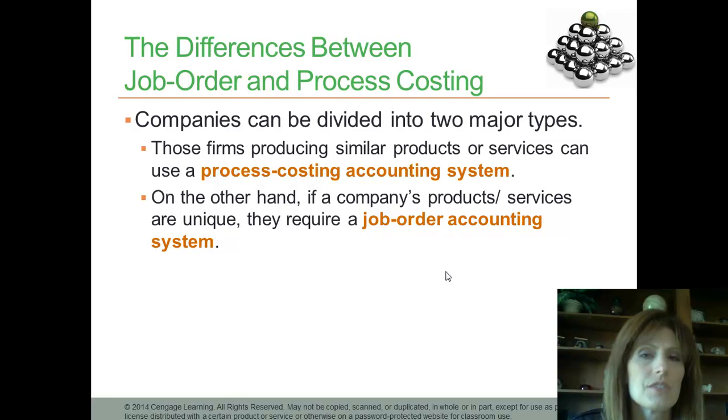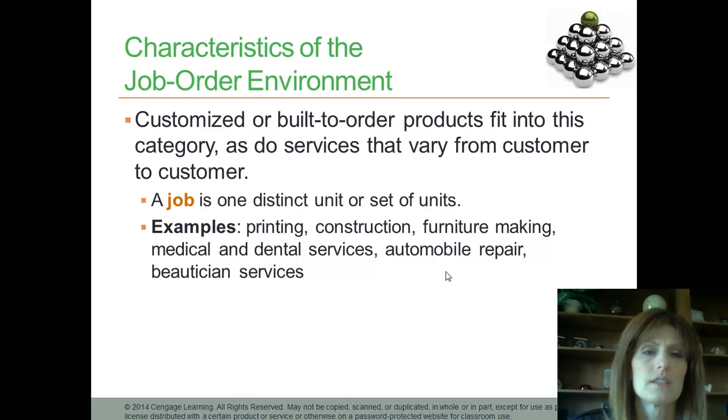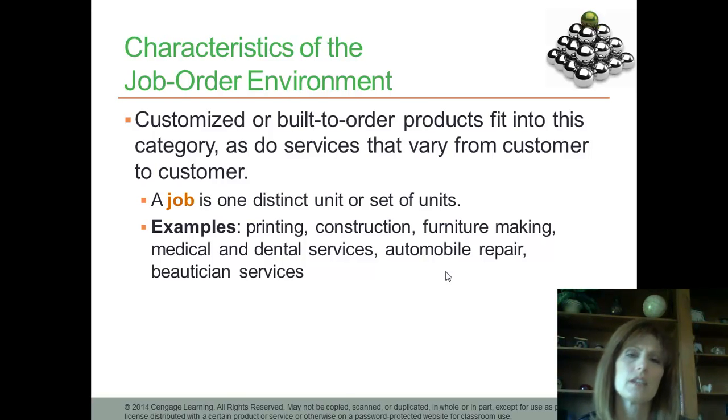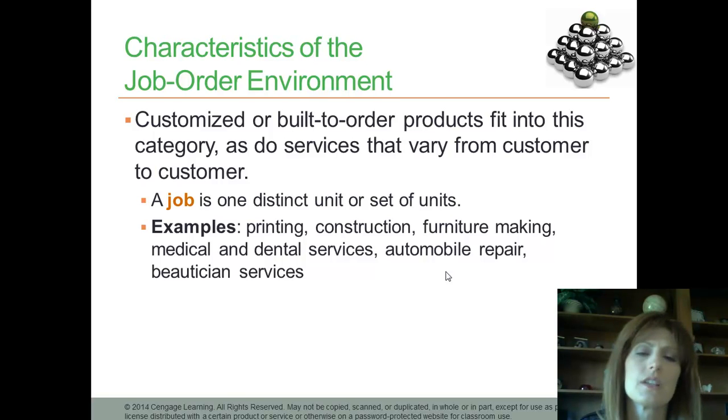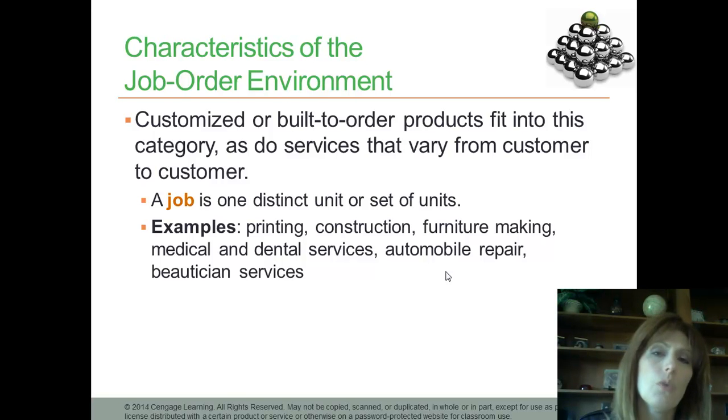If your product or service is unique, then you would fall into the category of companies that use a job order costing system. So what a job order costing system looks like is you provide your product or service, something that's unique and different, something that would allow you to keep track of costs for that particular unit, whether it's a product or a service. So some examples here: printing, construction, furniture making, automobile repair. All those kinds of things would make sense for a job order costing system.